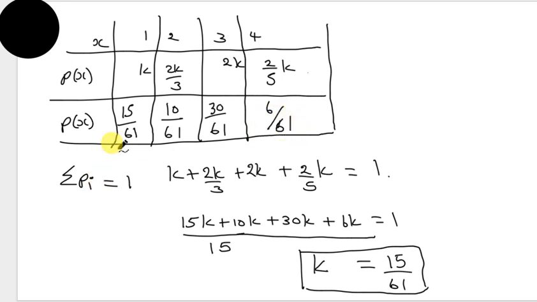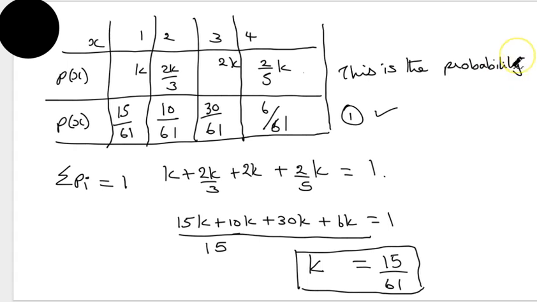I want to check if my answer is correct. If I add everything, I should get a 1 here. 15 plus 10 is 25, plus 30 is 55, plus 6 is 61. So 61 by 61 is 1 and hence we are through. This is the required probability distribution of our random variable x. I hope now you have a better idea of how to proceed with problems regarding probability distributions. Let us now proceed to the third problem.